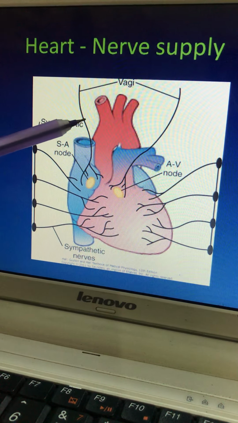Now, effect of exercise and metabolic rate. During exercise, there is increased heart rate due to increased sympathetic activity, increased metabolism, and increased body temperature. When there is increased metabolism, then there is an increase of heart rate.